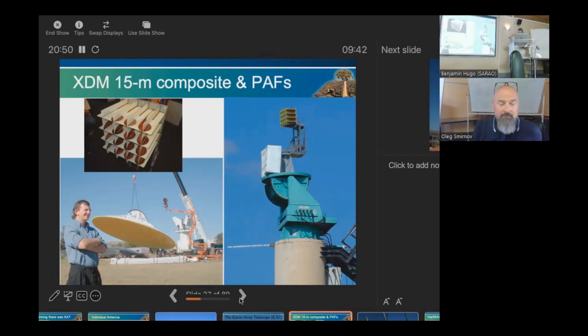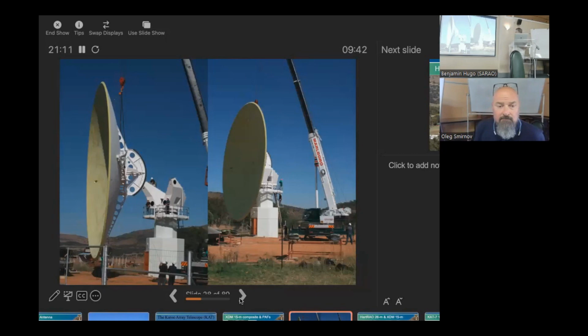The whole idea of the phased array feed was you get a very wide field of view. It's like a radio camera, and there were some big names in astronomy in the world who were pushing that very strongly. And those of you who know ASKAP, the Australian Telescope, ASKAP has phased array feeds on it. We built the big dish at Hartebeesthoek, the XDM, and there it is standing next to the 26 meter at Hartebeesthoek.